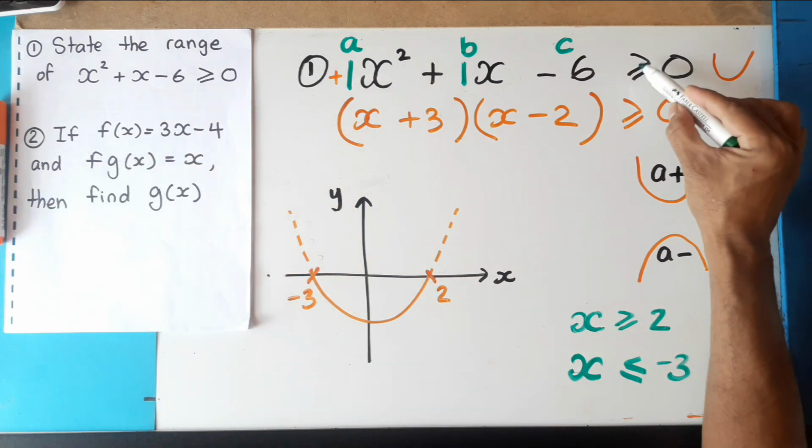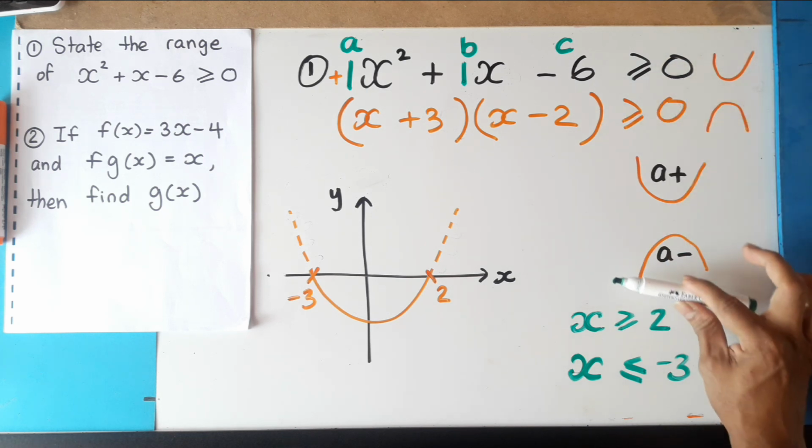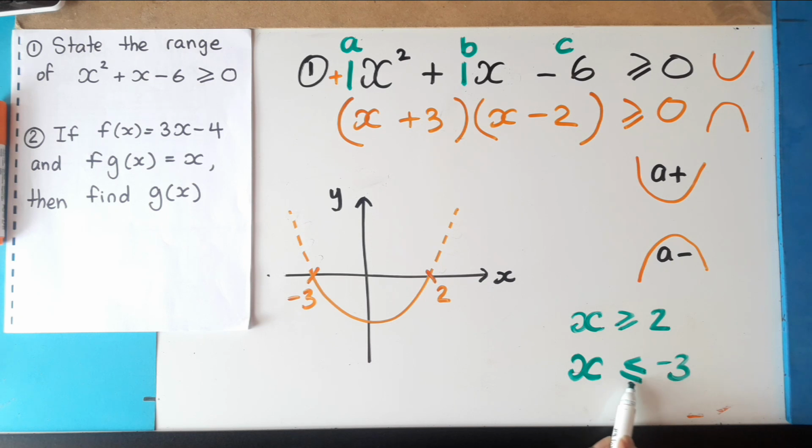You notice the question came with a more than or equal sign. It had a little extra line underneath. So that means my answers must also have the extra line underneath. Right, so that's the answer for this question.